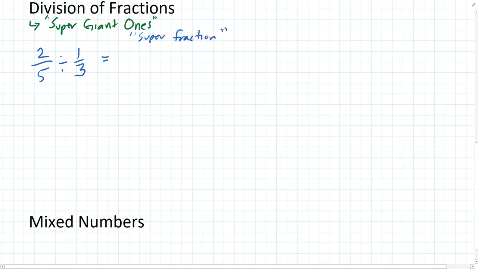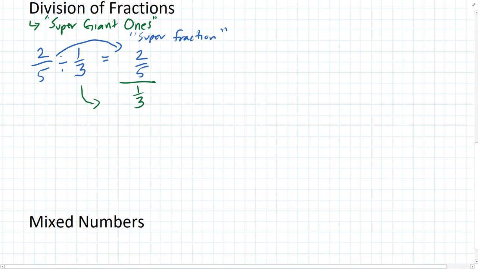Where the dividend is going to be the numerator, 2/5, and the denominator is going to be the divisor, 1/3. Okay, so we just set up the division as a fraction. We have the super fraction.